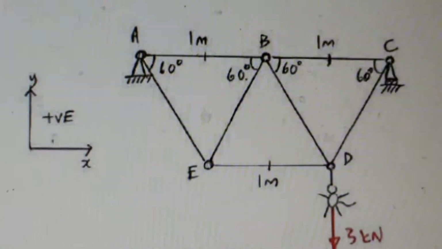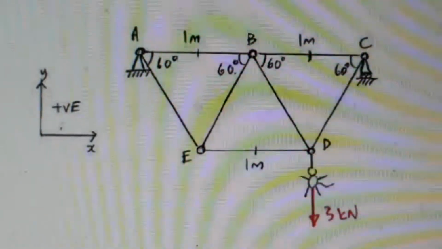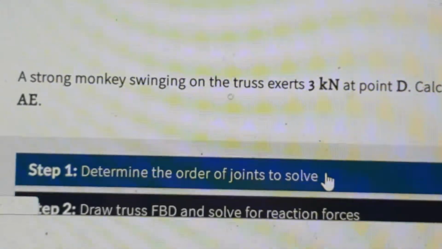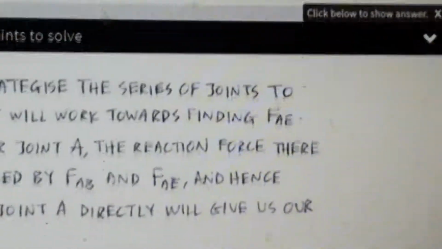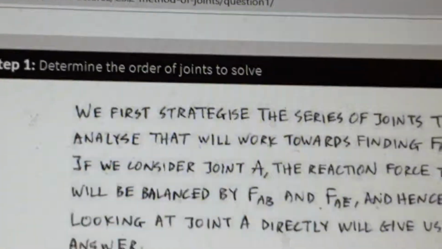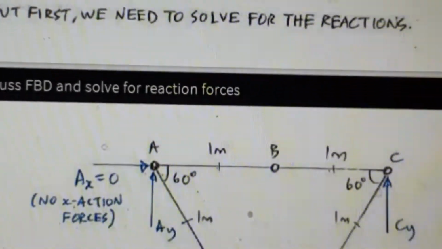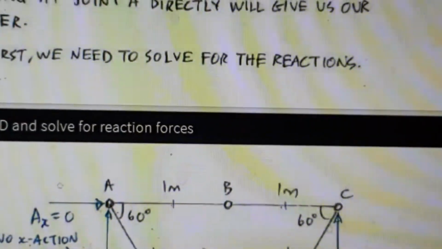As I said, there are two methods, either the joint method or the section method. Let's do the joint method. First of all, we'll determine the order of joints. Then we'll draw a free body diagram. In the free body diagram, we have to show the whole truss. We don't care about the inside because we want to find the reactions. Let's put the truss again.